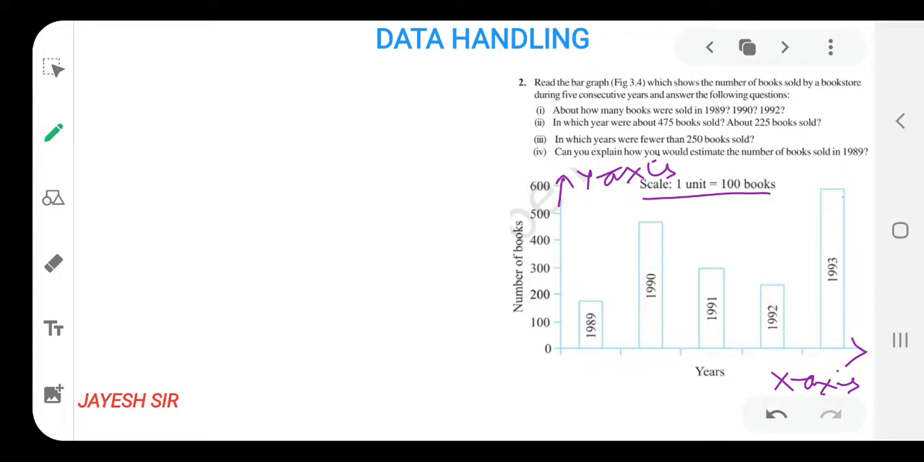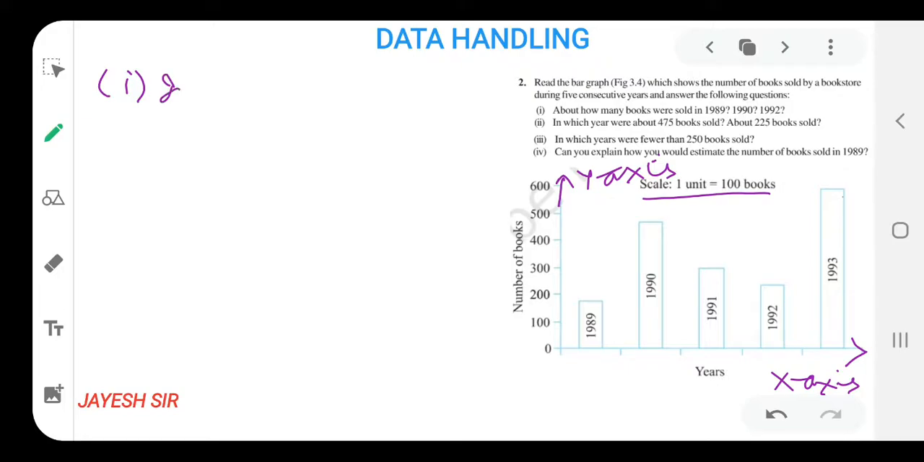I hope you all might be getting it. This was the basic concept of question number 2. Now let us answer the question based on that. About how many books were sold in 1989, 1990 and 1992. So the answer for the first question is, how many books were sold in 1989.